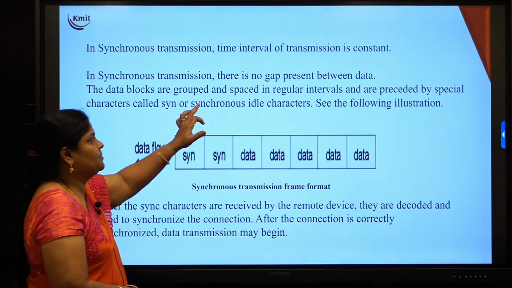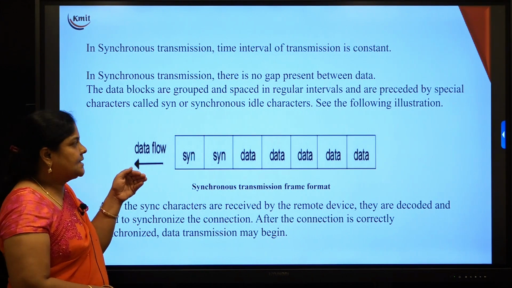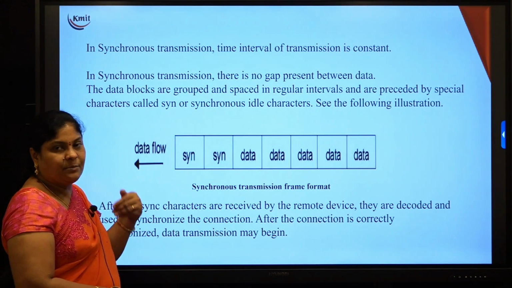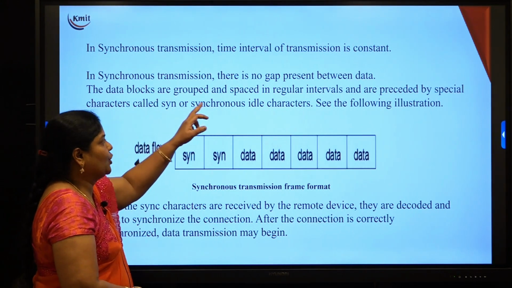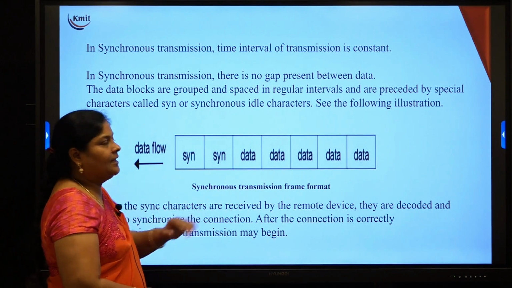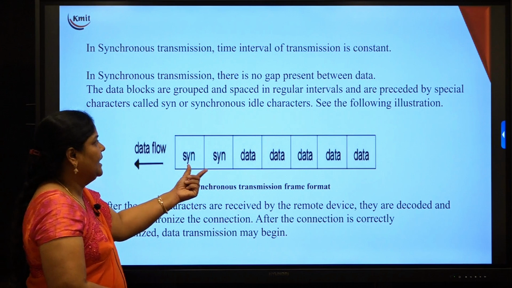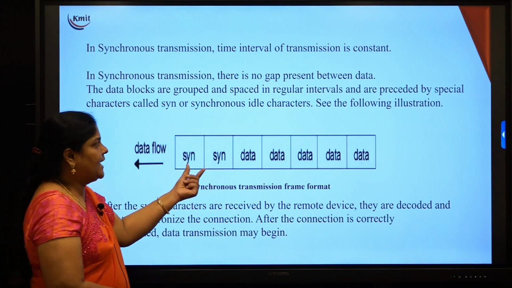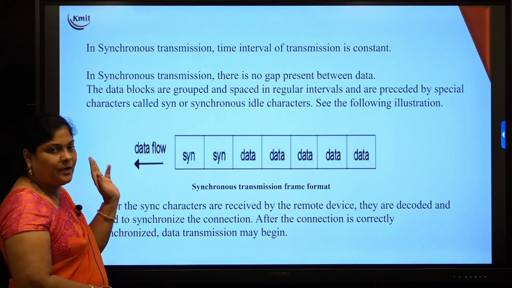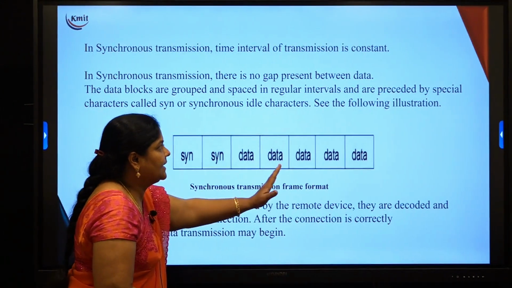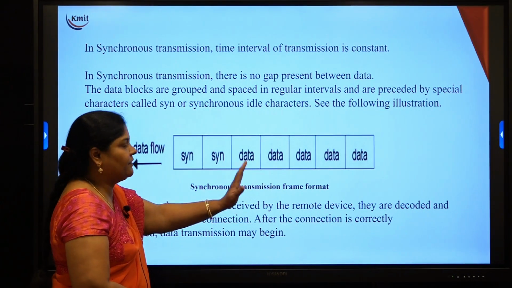In synchronous transmission, there is no gap between the data. Once you start transferring data from transmitter to receiver, there is no gap. The data blocks are grouped and spaced at regular intervals, preceded by special characters like SYN, the synchronous idle characters. The diagram represents it like this: suppose the data is flowing from transmitter to receiver. This is the data continuously flowing, with no interval in between, so it is constant.